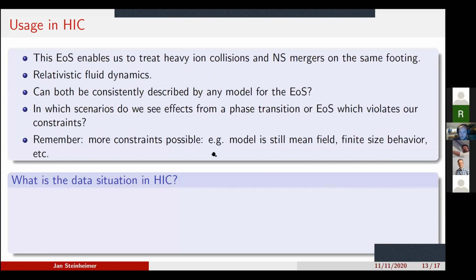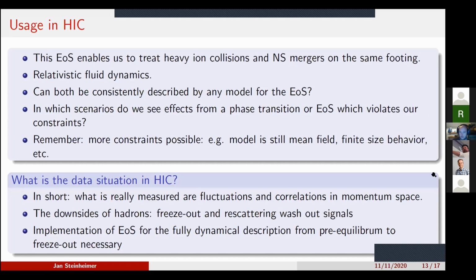So now this equation of state enables us to treat heavy ion collisions and neutron star mergers on the same footing, which is nice, because now we can use this in, for example, fluid dynamics. You can use any model for the equation of state in hydrodynamics, plug it in, and then see what happens. So in which scenarios do we see effects from a phase transition in these simulations, or which violates our constraints? Again, of course, there's more constraints possible. As we've heard before, there's an infinite number of constraints, and one has to think about which ones to take into account, and you probably won't be able to satisfy all of them.